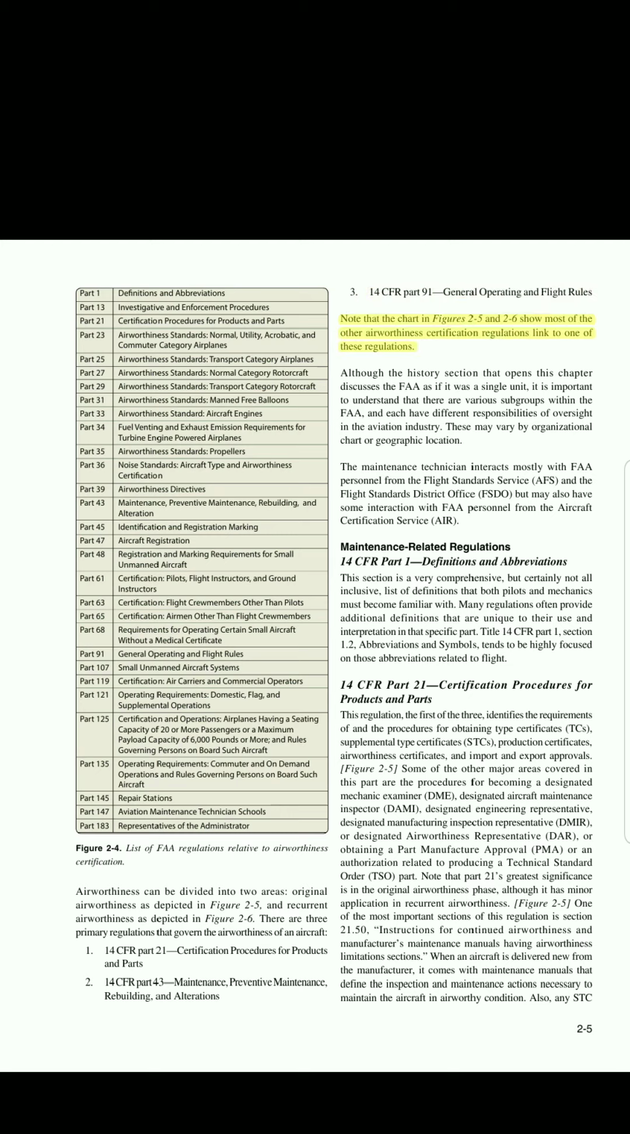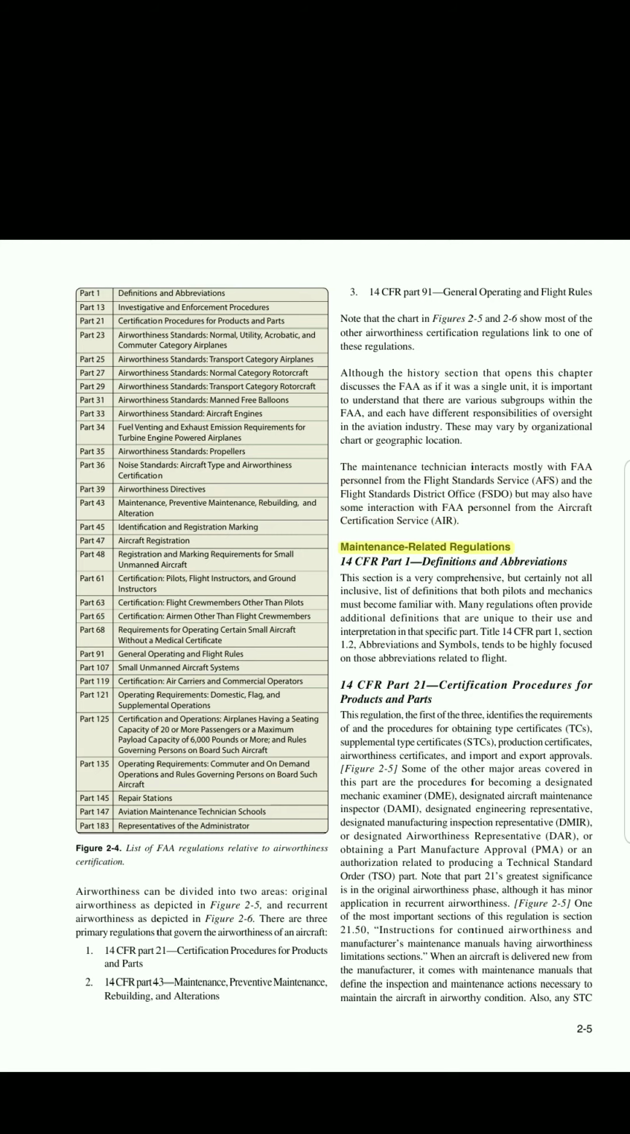Note that the chart in Figures 2-5 and 2-6 shows most of the other airworthiness certification regulations linked to one of these regulations. Although the history section that opens this chapter discusses the FAR as if it was a single unit, it is important to understand that there are various subgroups within the FAR, and each has different responsibilities of oversight in the aviation industry. These may vary by organizational chart or geographic location. The maintenance technician interacts mostly with FAR personnel from the Flight Standards Service, AFS, and the Flight Standards District Office, FSDO, but may also have some interaction with FAR personnel from the Aircraft Certification Service, AIR.